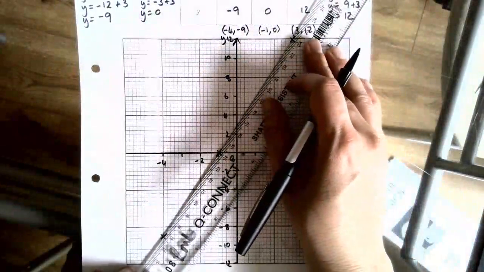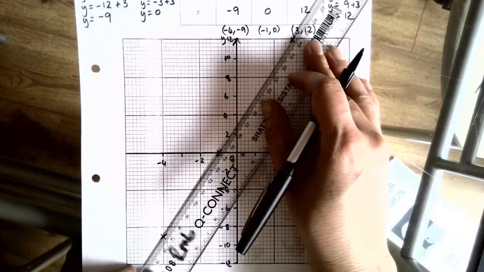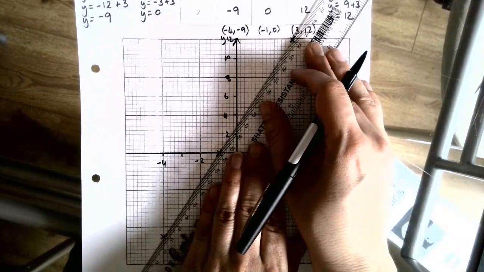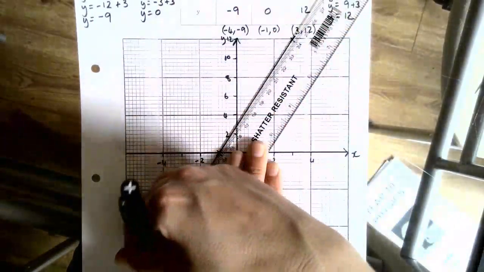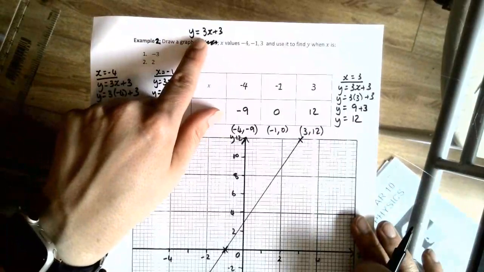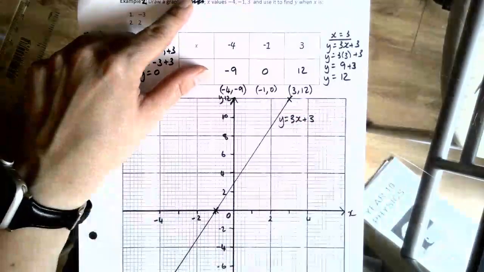Join them with a nice straight line and extend it to fill the graph paper. Let's see. There we go. And you see how I'm being super careful setting my ruler down? I'm not just going mad and going for it. I'm making sure it's all lined up. Okay, and then remember we want to label it with the name of the line. And the name of this line is y equals 3x plus 3. So you just write it beside it somewhere.